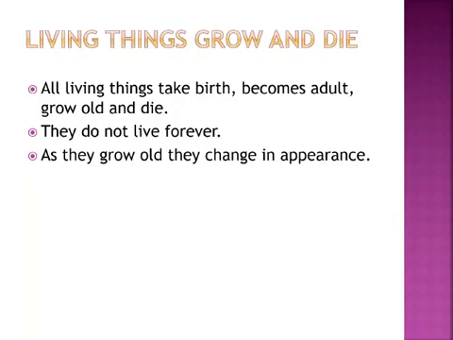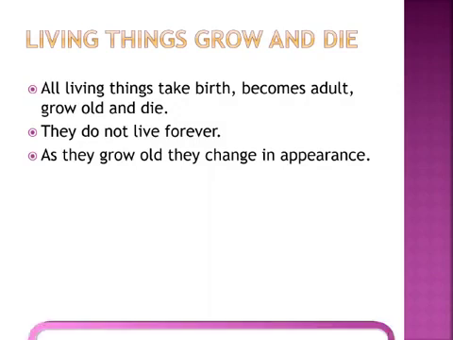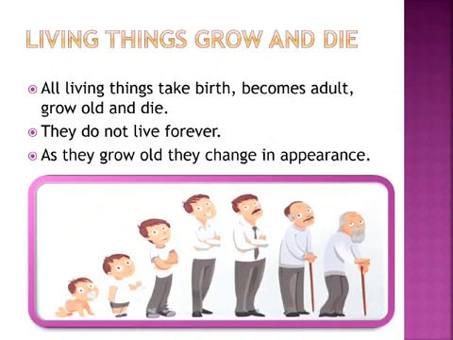The next feature, living things grow and die. All living things take birth, become adult, grow old and die. They do not live forever. As they grow old, they change in appearance. The picture here shows a baby. The baby grows to a child, to a boy, and a man. The man grows older. And here, in each stage, the person is changing appearance.